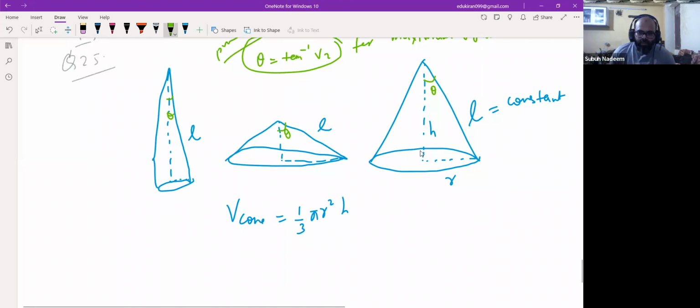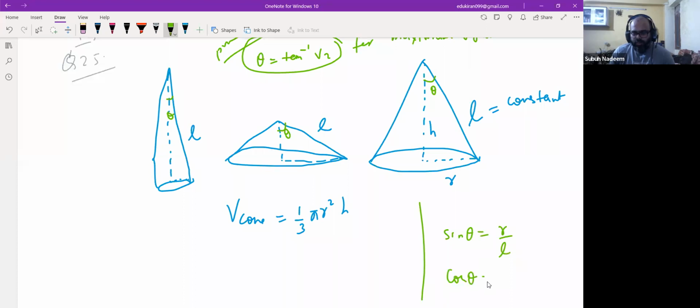Here two variables are small r and small h. So, you can reduce them to one variable. For example, you can say sine theta is equal to r by L and cos theta is equal to h by L. So, r will be L sine theta and h will be L cos theta.